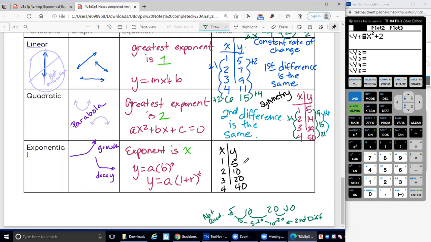Yes. We're going to multiply by 2. So here's the deal. Anytime you multiply or divide by the same number, it's exponential. Make sense?